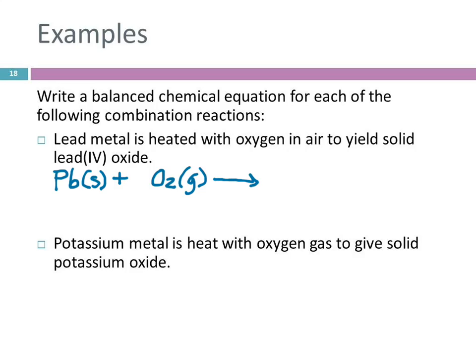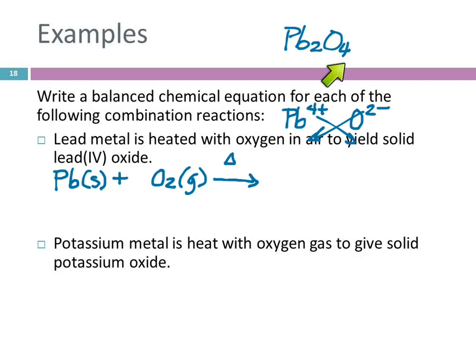To yield. Okay, is heated with. We put the little triangle above this. To yield solid lead 4 oxide. Okay, well, lead 4 is lead 4 plus, and oxide is O2 minus. So this is a situation where we can get in trouble with crisscross. If we crisscross, we're going to get Pb2O4, aren't we? If we put this down here and that down there. Is that the lowest ratio? No. It should be PbO2. And it's a solid because they tell us that.